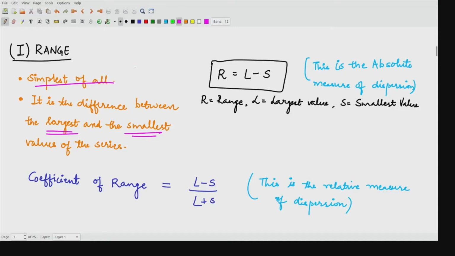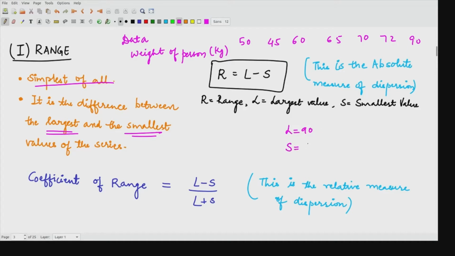That means suppose your data is given to be, say, weight of persons. So suppose one person is having weight 50, one is having 45, one is having 60, 65, and then 70, 72, and say 90. So this is the given data. So this has units in kg. So range would be defined by the maximum here, L would be 90, and the minimum here, S, that is given to be 45.